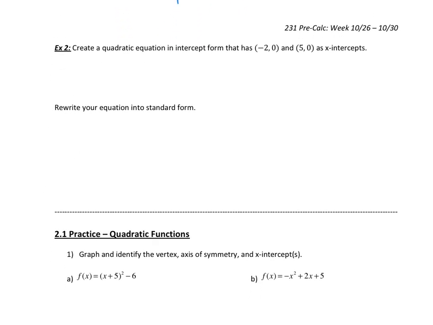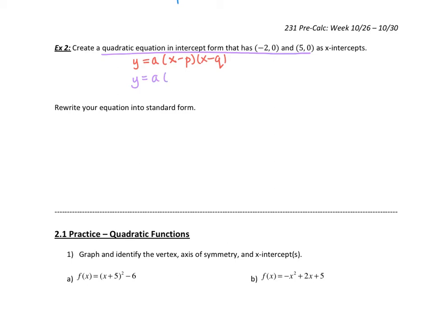Right, and then moving on to page 4. Similar, example 2, but given different information. Create a quadratic equation in intercept form that has negative 2, 0 and 5, 0 as x-intercepts. So intercept form, remember, is the same as factored form. So it looks like y equals a times x minus p times x minus q, where p and q are the x-intercepts. And it just says to create a quadratic equation in intercept form with these two as x-intercepts. So there's actually a lot of different answers that we can have for this.